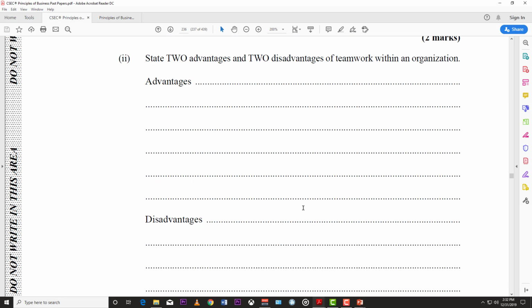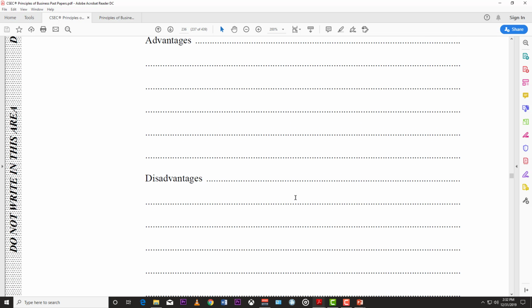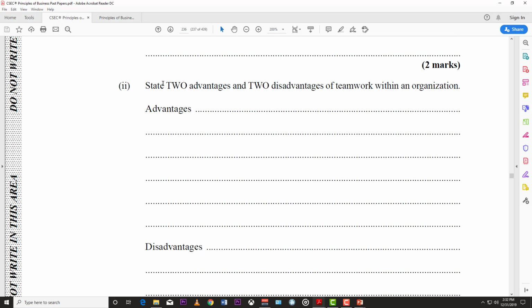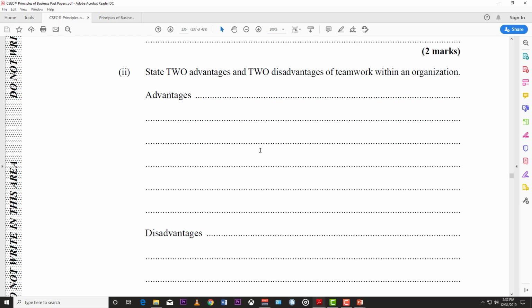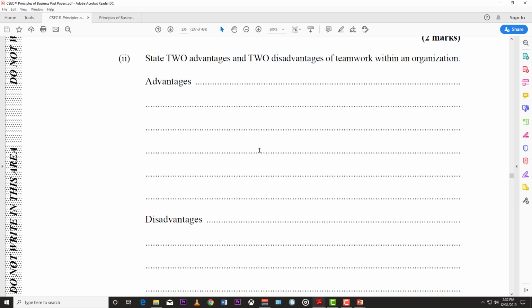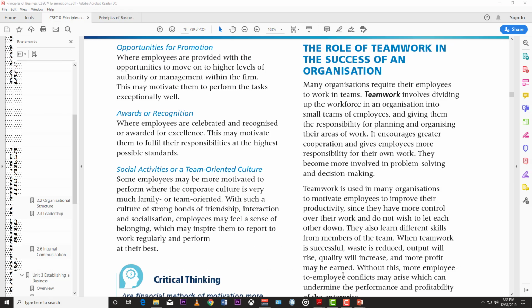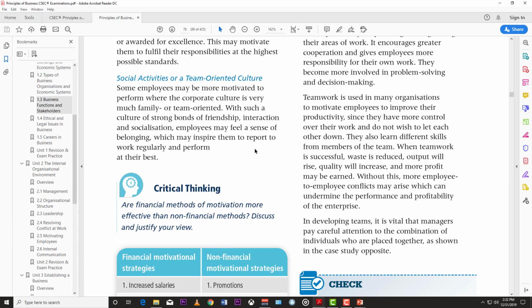Now, part 2, for 4 marks, they're asking us to state 2 advantages and 2 disadvantages of teamwork within an organization. So let's go. Advantages. This one is clear. You don't even have to use a textbook for it, but just for those who want, let's go. Advantages of teamwork.